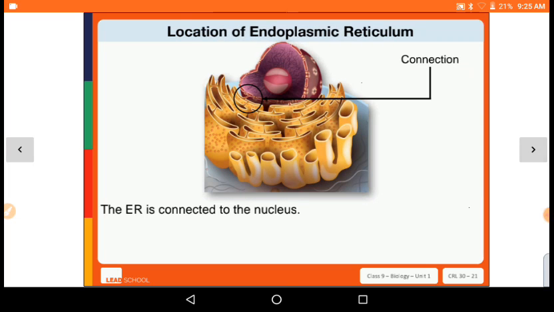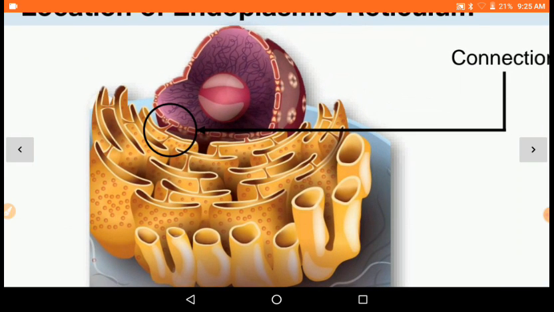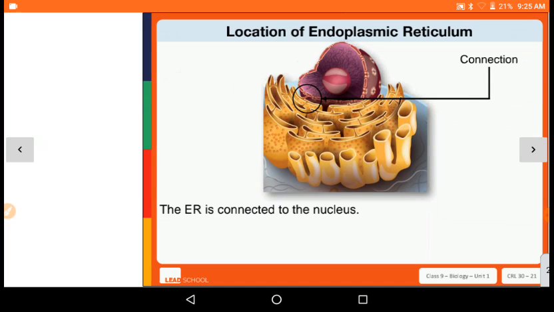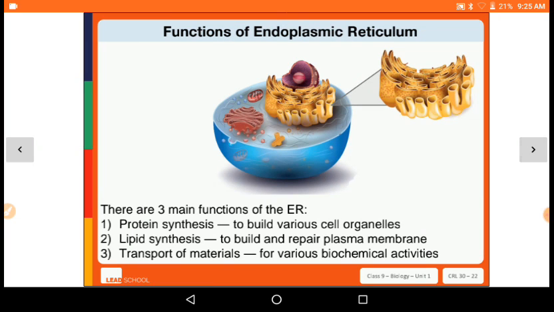it contains lipids and protein. Now the location of endoplasmic reticulum: it is connected to the nucleus, so it will be nearby the nucleus. In the figure here you can see that each part is connected with each other, and at the end one or two parts are connected with the nucleus. So the location of the endoplasmic reticulum is connected to and near the nucleus. Now, what are the functions of endoplasmic reticulum?